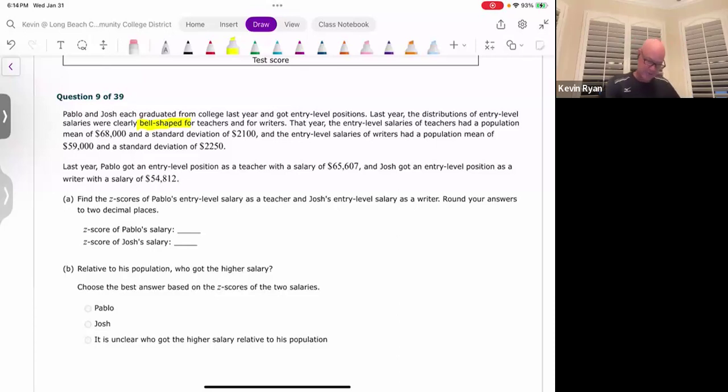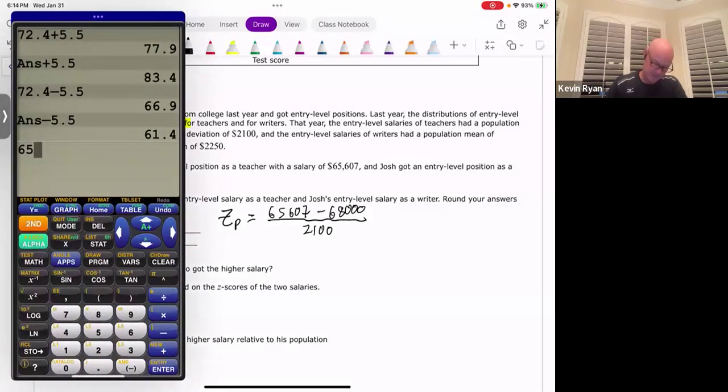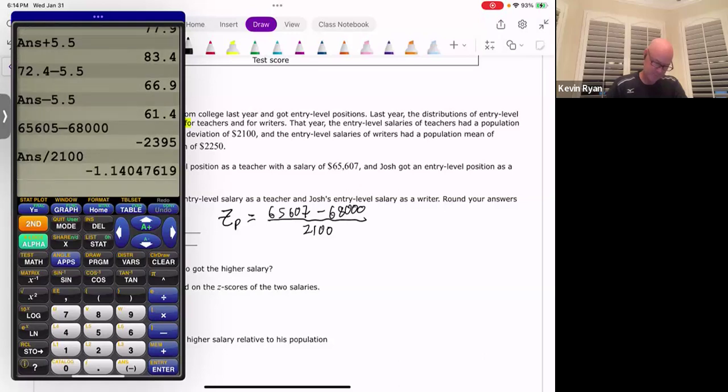Last year, Pablo got an entry-level position as a teacher with a salary of $65,607, and Josh got an entry-level position as a writer with a salary of $54,812. So let's find our z-scores. Let's see, Pablo. Pablo is 65,607 minus the mean, which is 68,000, divided by the standard deviation, which is 2,100. Round to two decimal points.